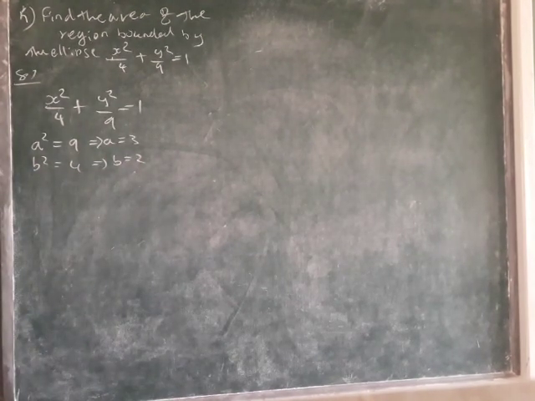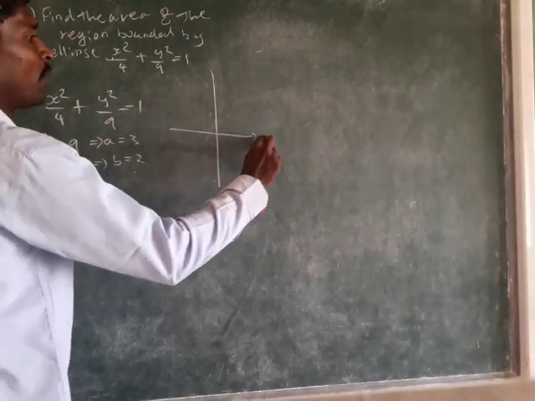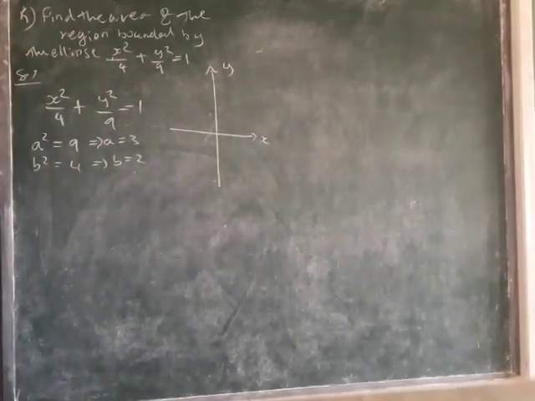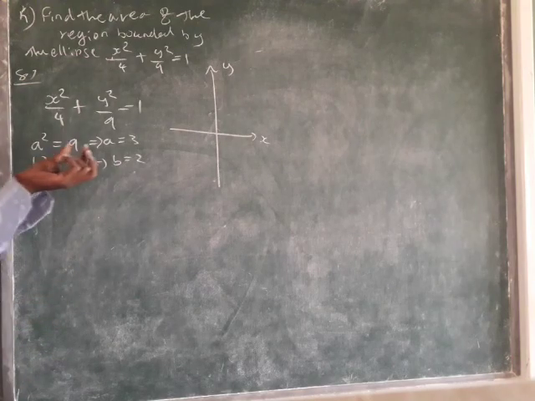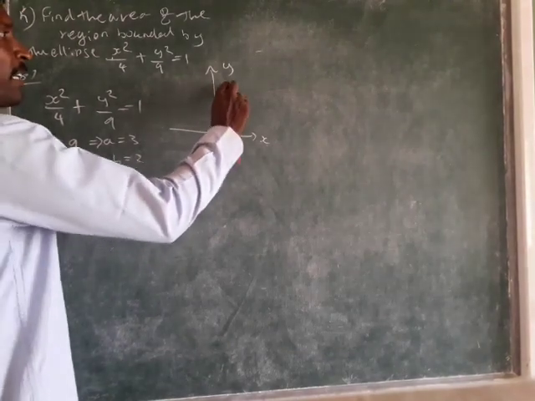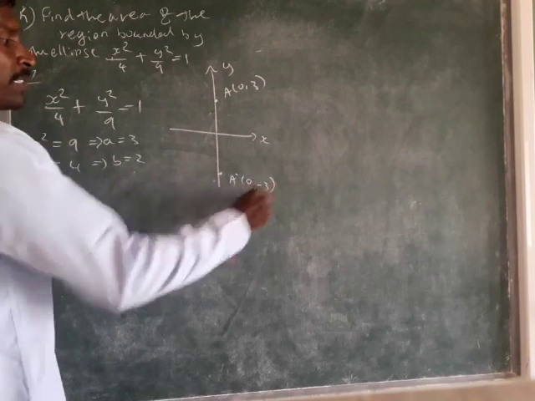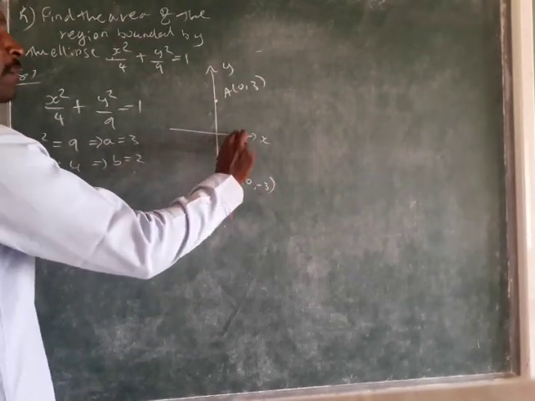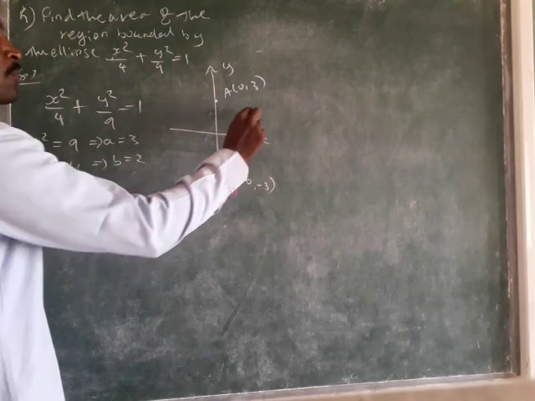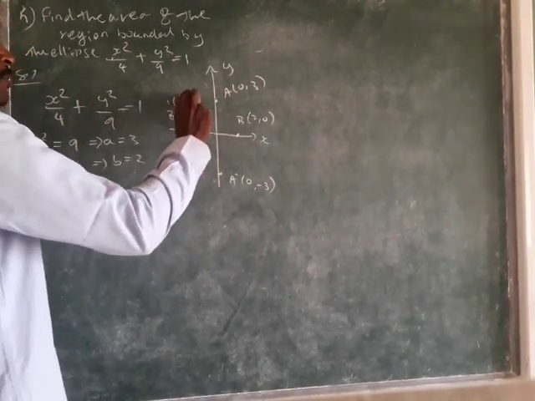They asked to find the area enclosed by the entire ellipse. They didn't give any limit. So with the help of that we come to the conclusion that the ellipse is parallel to the y-axis. The length of the semi-major axis is 3, so the vertices are A (0, 3) and A' (0, -3). The length of the semi-minor axis is 2, so B is (2, 0) and B' is (-2, 0).